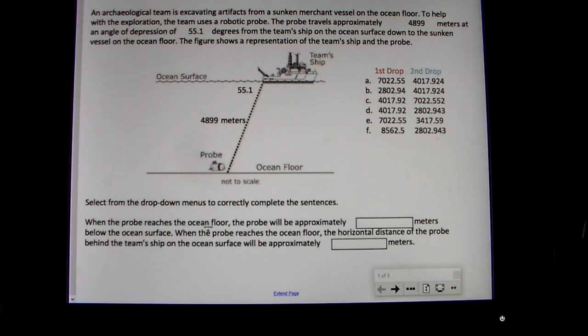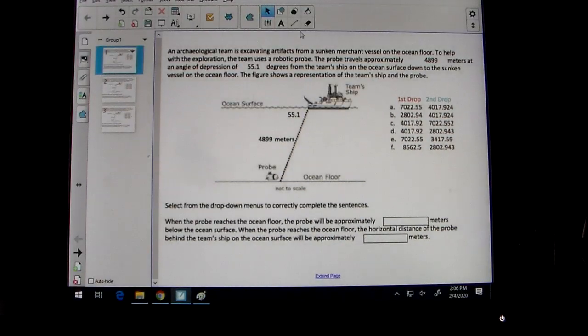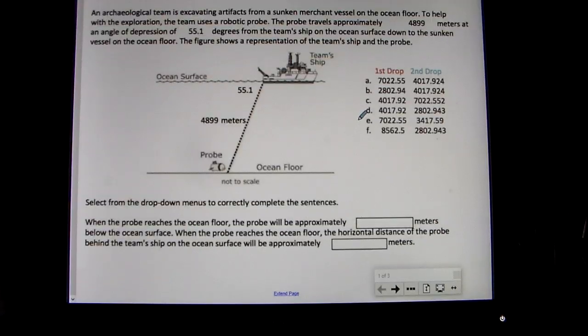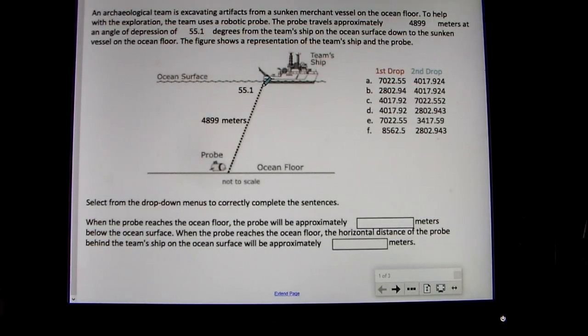When the probe reaches the ocean floor, the probe will be approximately how many meters below the ocean surface? So in the first question, they're asking us how far of a distance from the top of the ocean all the way down to the ocean floor where this probe is. So we want to find out what this distance is. That's the first question. So let's just focus on the first question for now.